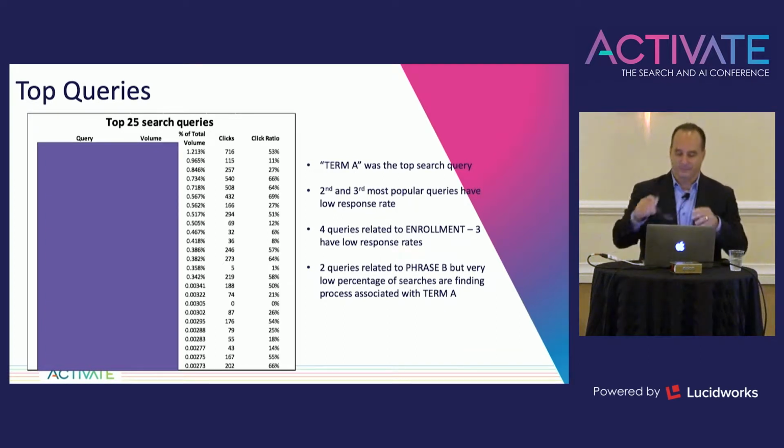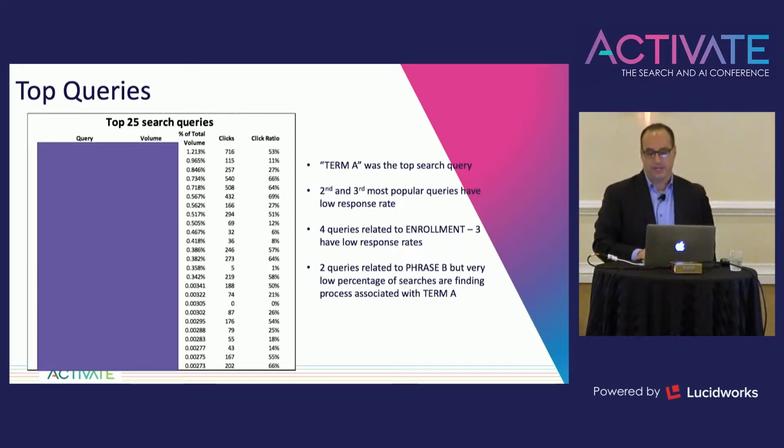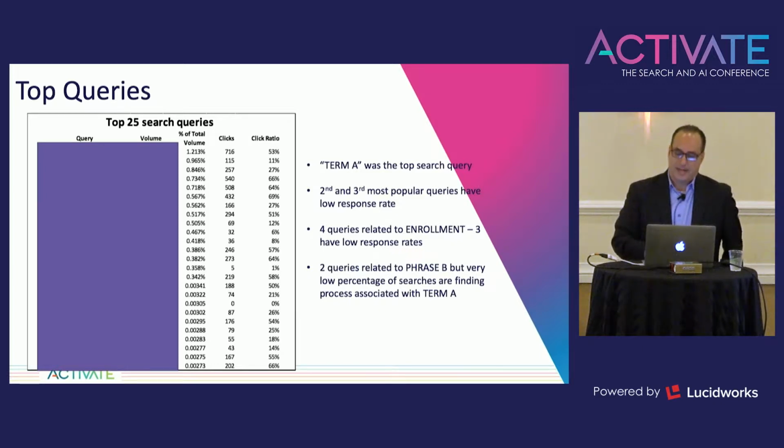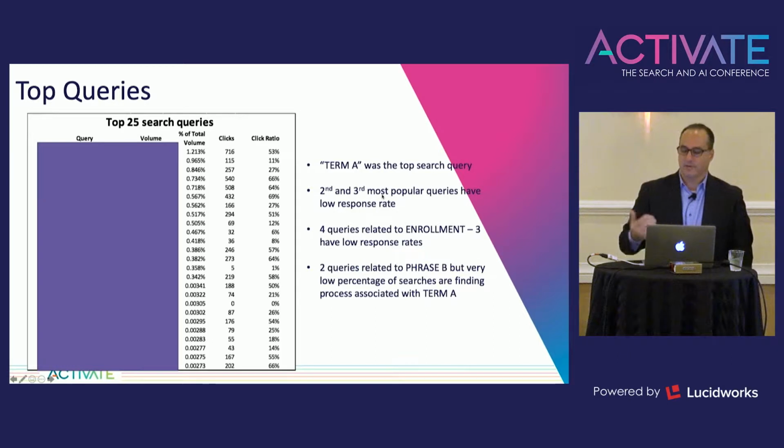So this is an example of where you start to see, we have term A, which had a very high hit rate. The second, the third most popular queries, though, had a low response rate, right? So that's informative to us. So in other words, the number 2 and number 3 search terms had a very low click-through rate. Well, why is that, right? Maybe the content was terrible, maybe the page was terrible, who knows? But there's a reason for that, and you want to go dig into that.